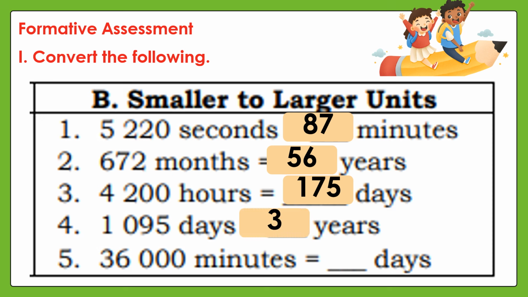Number 4, 1,095 days is equal to 3 years. And number 5, 36,000 minutes is equal to 25 days.